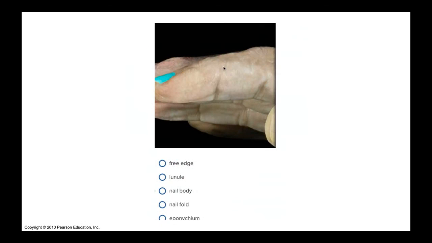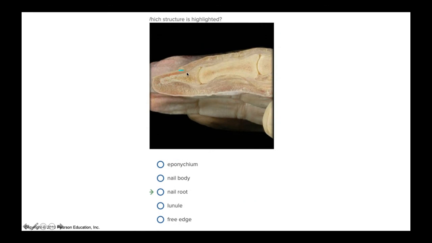Okay, so now when we look here, this is the nail body, and over here is the nail root. The nail matrix would be back here. The free edge would be right there.